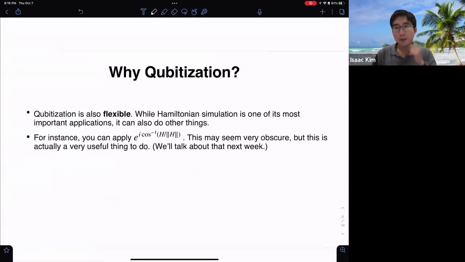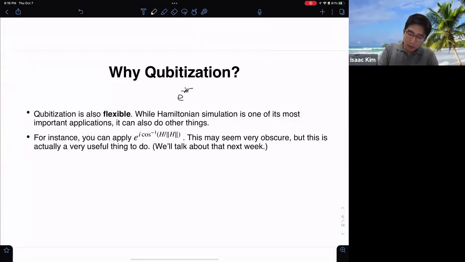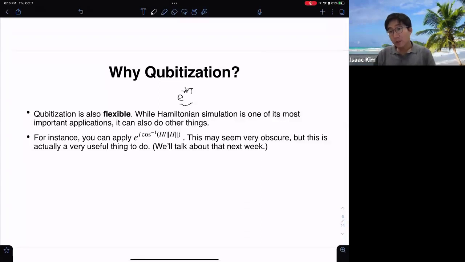Yeah, so I feel like a salesman for qubitization almost, but it's really that good in many respects. And another thing that is nice about qubitization is that it's actually flexible. Our main goal so far has been about implementing operators like this, but with qubitization, you can actually do other things as well.